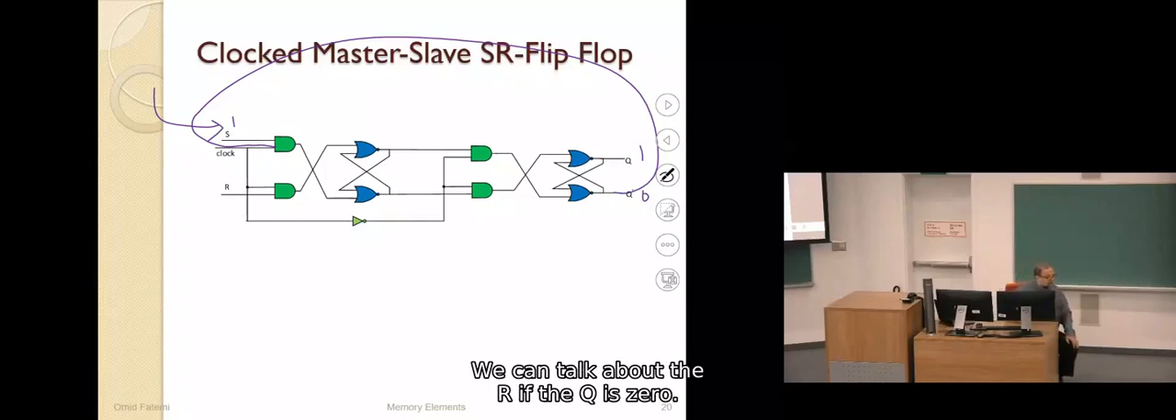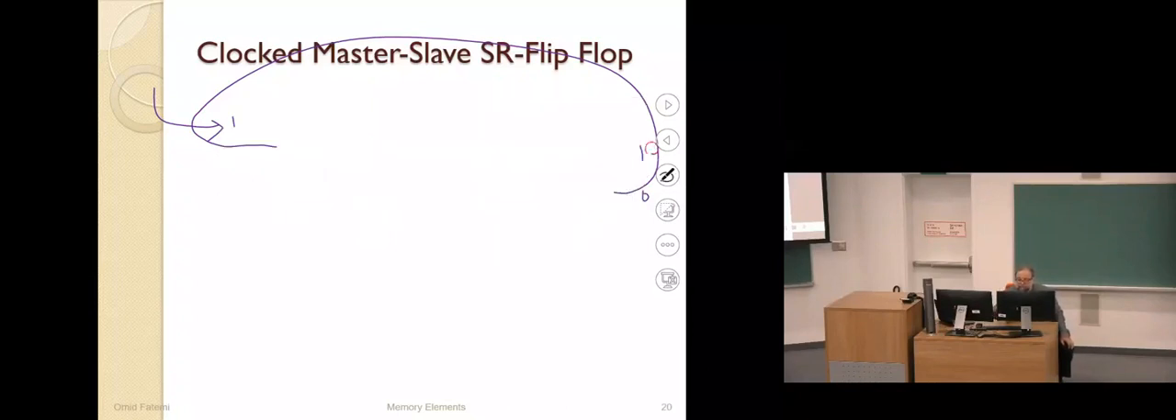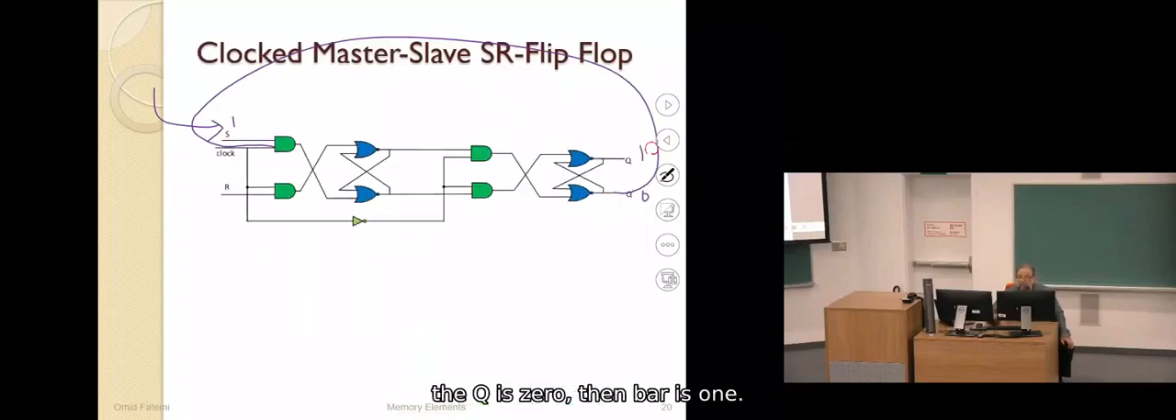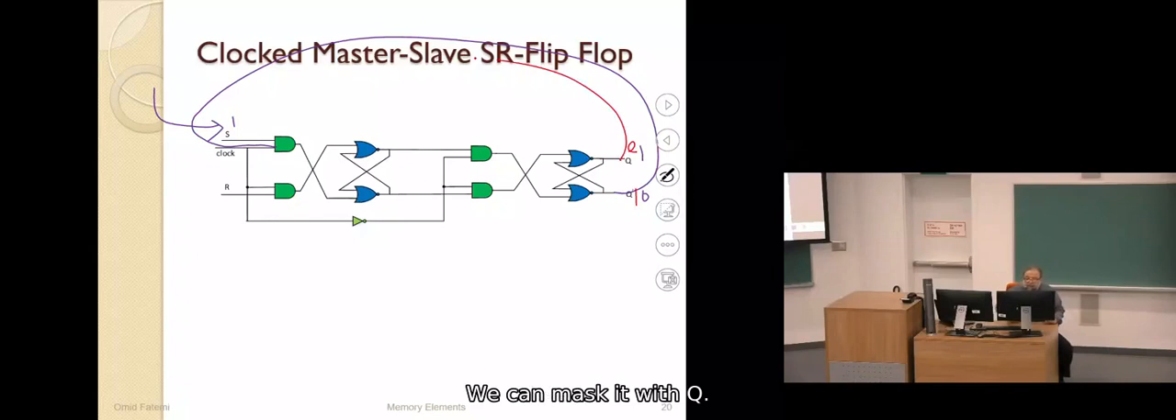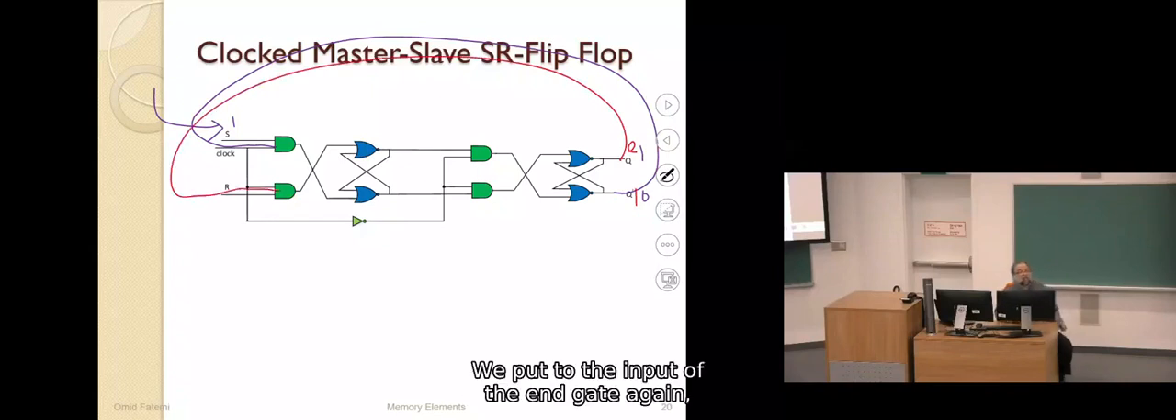With the same statement, we can talk about the R. If the Q is 0, then Q bar is 1, and it doesn't mean to reset it again because it's already reset. So we can mask it with Q. We put Q to the input of the AND gate. So again, if R is coming, it doesn't change anything. So still, if you look at this circuit, it works.